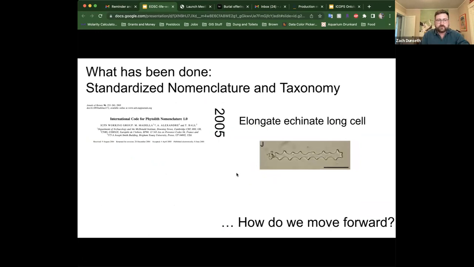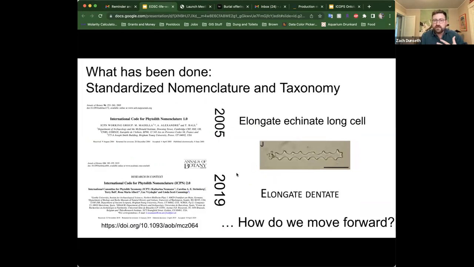Now, as Luke really did go into quite nice detail, in 2005, we had the first attempt at standardizing nomenclature and taxonomy about phytoliths. And in 2019, this changed. This change, though, causes its own barriers. I use myself as an example: during my master's and PhD, I learned under the International Code for Phytolith Nomenclature 1.0. So I learned of this type of phytolith being called an elongate echinate long cell. By the time I was finishing my PhD, the name had changed. And this becomes a barrier, that we have to relearn it each time we have a new iteration. The work of standardizing this is very, very valuable, but it causes difficulties in our research.